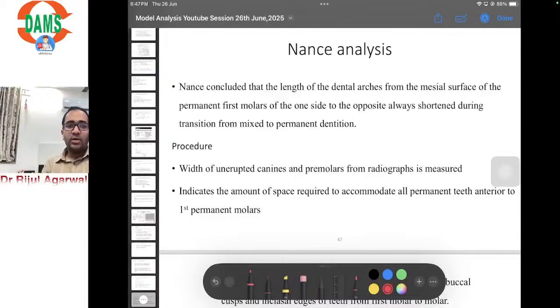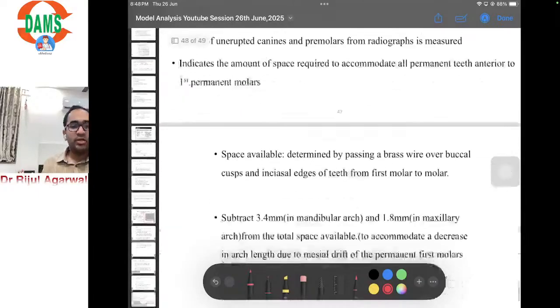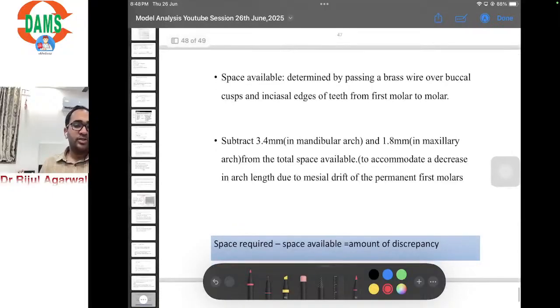Okay, next comes the Nance analysis. This is similar to the one which is done in permanent dentition. You just need to measure the width of the unerupted canine and premolars from the radiograph, and next arch length using the brass wire; space available and space required give you the amount of discrepancy. Space available is measured using the brass wire formed in a proper arch form placed on the study model from incisal edge from first molar to molar. Space required is from the IOPAs and the erupted incisors. Difference between them gives you the amount of discrepancy.